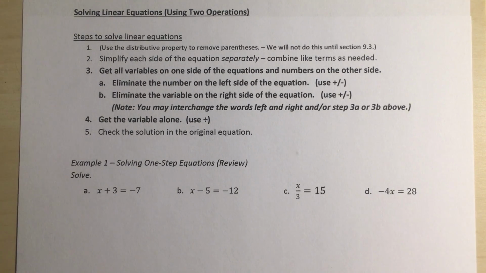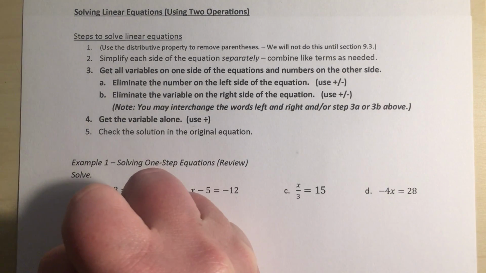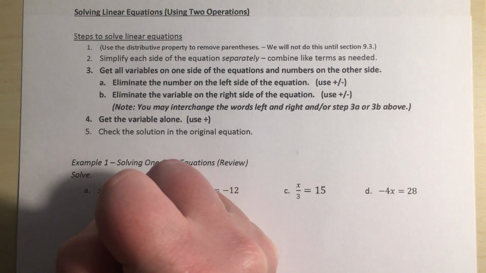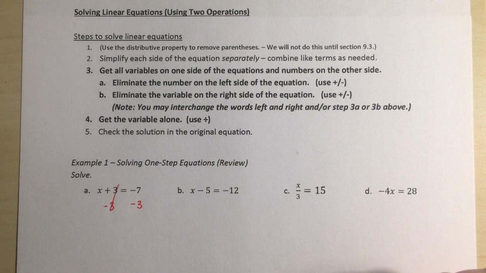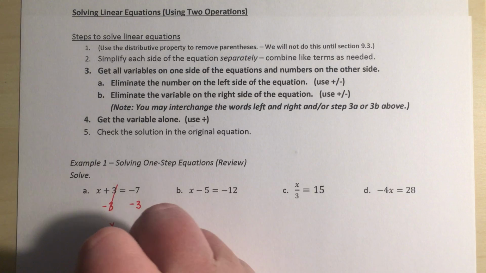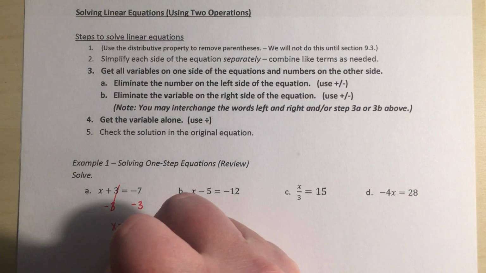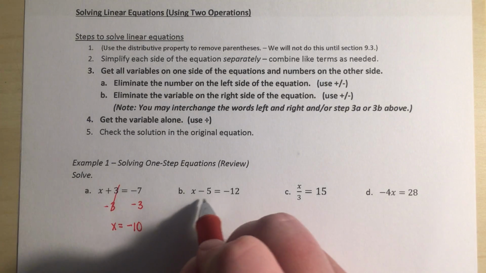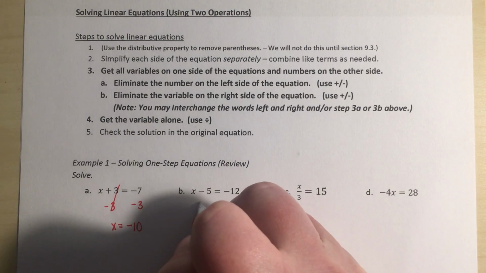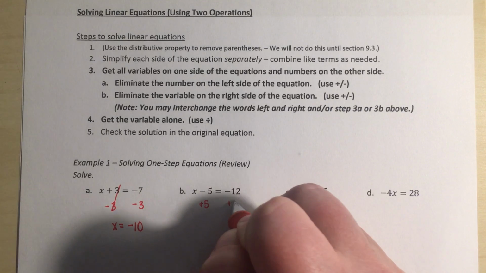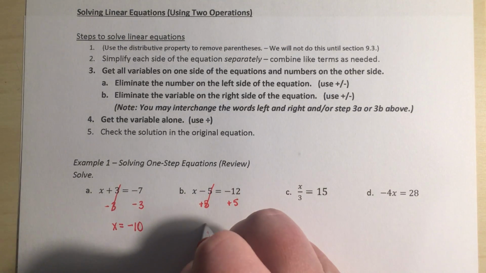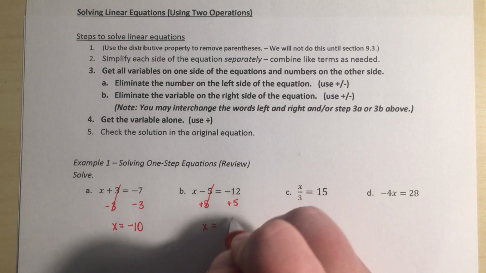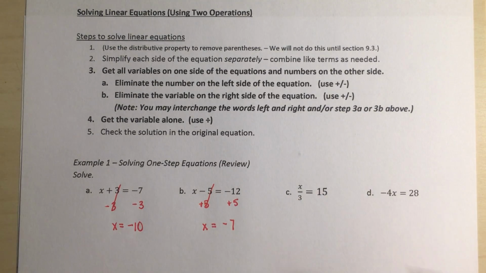So if we look at example A, x plus 3 equals negative 7. Well, we're going to get rid of a positive 3 by subtracting 3. So we're going to subtract 3 from both sides. On the left side, they cancel. We're left with x. Negative 7 and negative 3, same sign, so we add, we get negative 10. For B, we have a negative 5 next to our x. We're going to get rid of a negative 5 by adding 5 to both sides. These are going to cancel. We're left with x. Negative 12 plus 5 is going to give us negative 7.